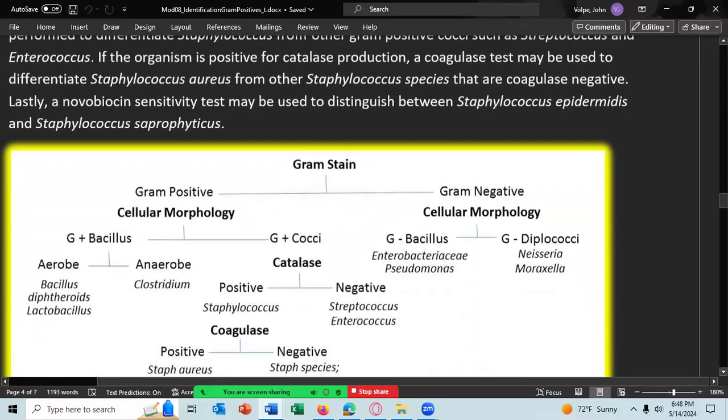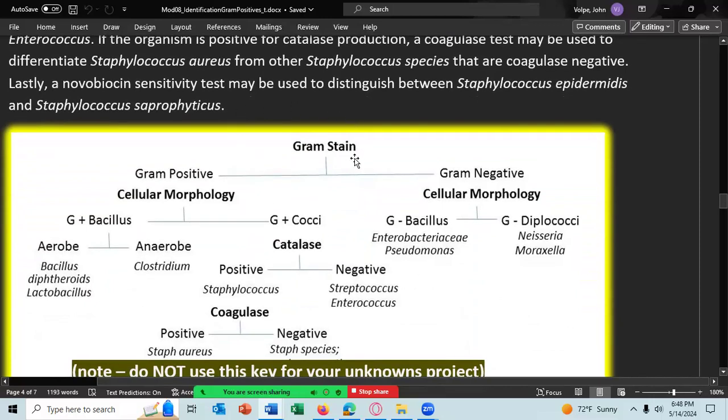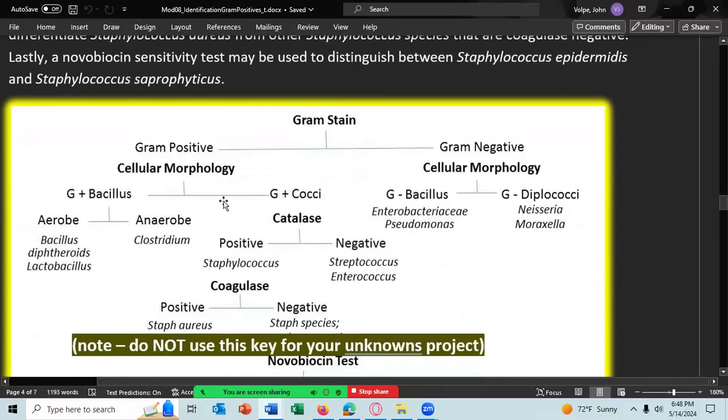So here we have all possible bacteria, and we can separate that into gram-positive and gram-negative. If it's gram-positive, we then scratch these out. And if it's gram-positive, we can then characterize the gram-positive cells into gram-positive bacillus or gram-positive cocci.